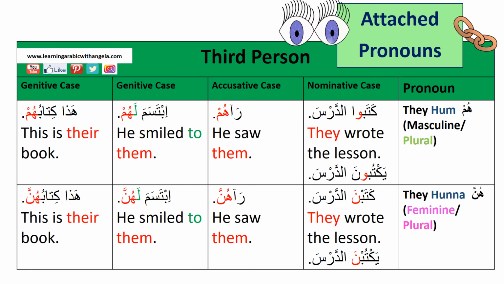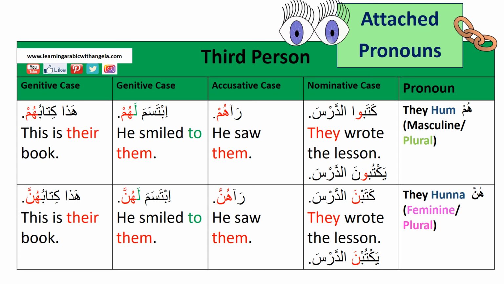And we reach to the third person, they. So hum for the masculine plural and hunna for the feminine plural. كتبوا الدرس, so they wrote the lesson. So the waw al-jama'a is the subject of the verb in the nominative case. يكتبون الدرس, they write the lesson, the same thing. كتبن الدرس and يكتبن الدرس, they wrote and they write. So the pronouns in all these examples are in the nominative case, being the subject of the verb.